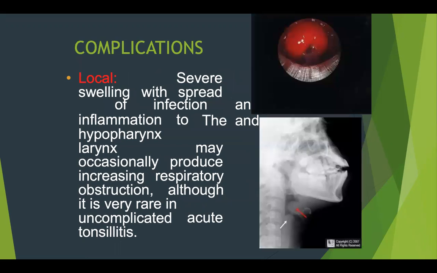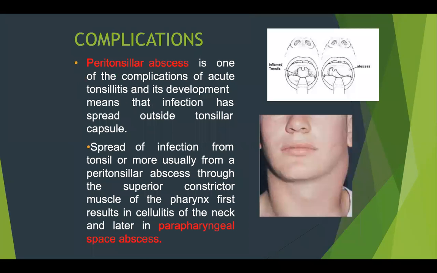Now, what are the complications of tonsillitis? Severe swelling with spread of infection and inflammation to the hypopharynx and larynx may occasionally produce increasing respiratory obstruction, although it is very rare in uncomplicated acute tonsillitis. It's mostly a swelling problem that can be reported when there is tonsillitis.